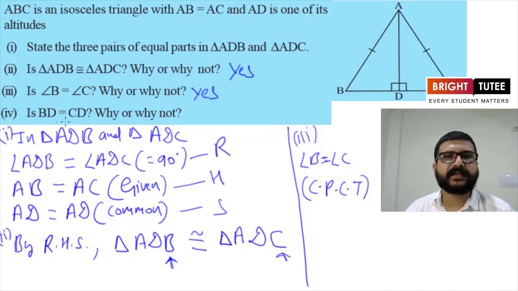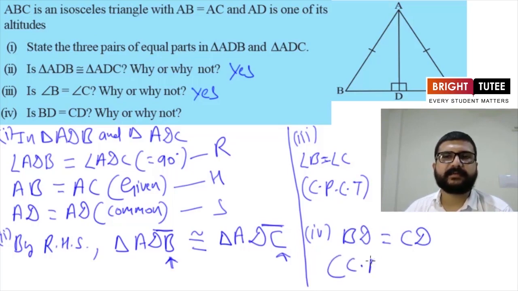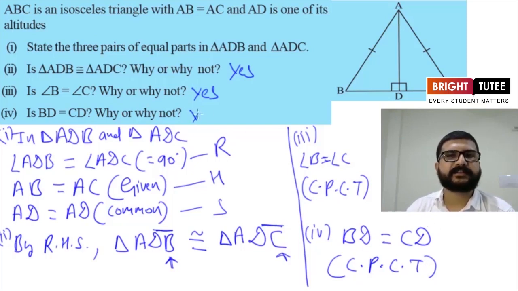And the next question is, is BD equal to CD? So here is BD. Is it equal to CD? Yes. As we can see from here itself, BD is equal to CD. So the fourth question is also yes. We can say BD is equal to CD, and in the reason we can say by CPCT, that is corresponding parts of congruent triangles. So the answer for this question is also yes. So here we have seen that BD is equal to CD.